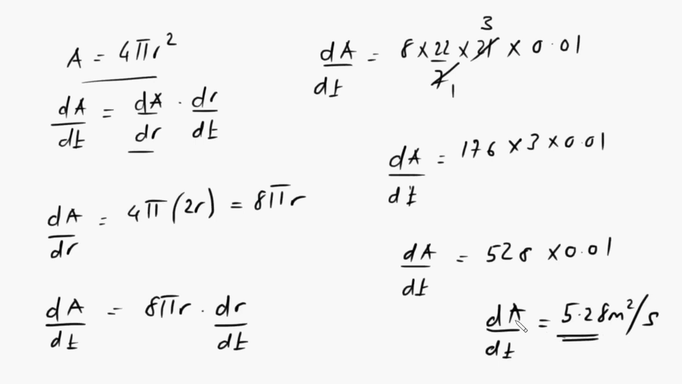So the unit of this per the unit of that, okay? That is it. Meters squared per second. So this one is the rate at which the area will be increasing. If the radius increases at this rate, at 0.01 meters per second, the area is increasing. So now we have the volume. Let's find the volume.